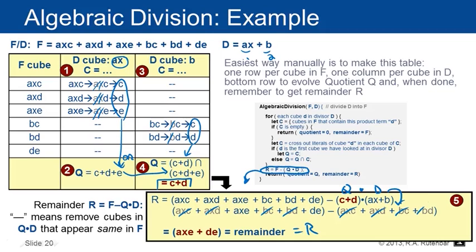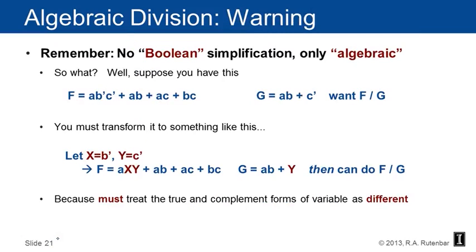It's not very complicated. There's really almost nothing of a detailed Boolean nature going on here. It's all just a little bit of pattern matching. Now, the one thing I've got to remind you of is that you don't get any Boolean simplification. There's only this algebraic stuff.